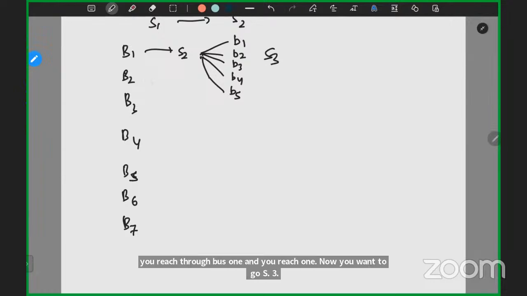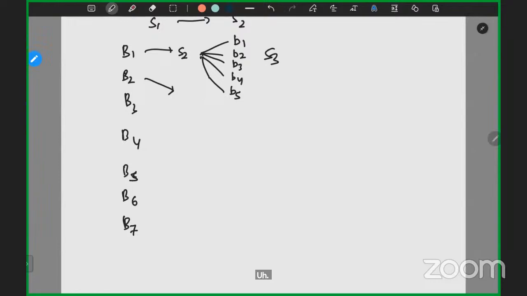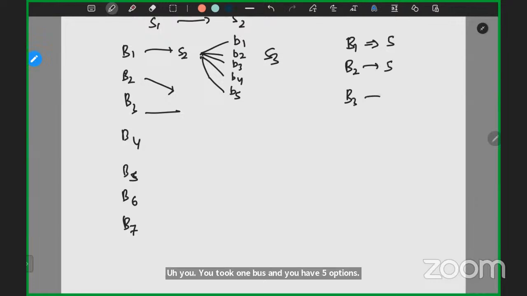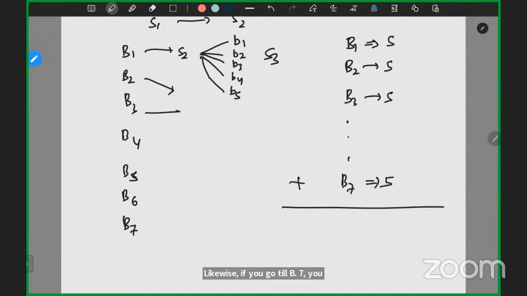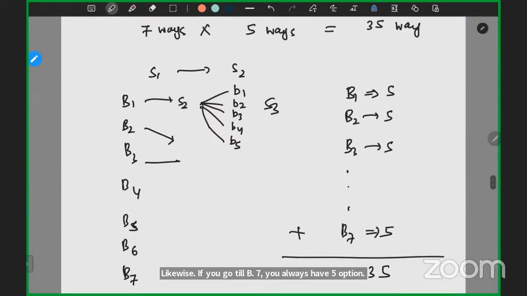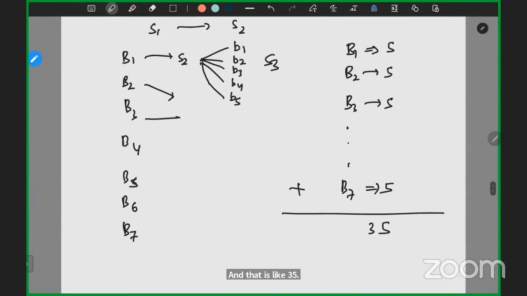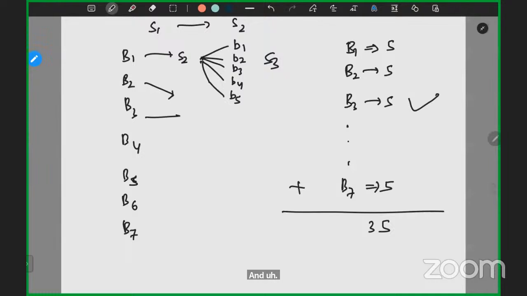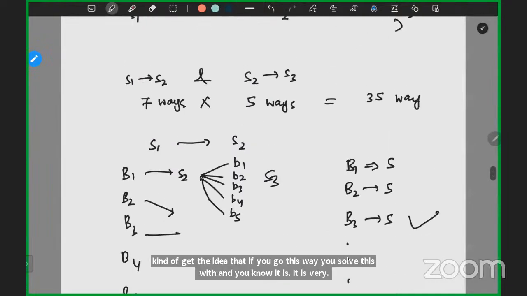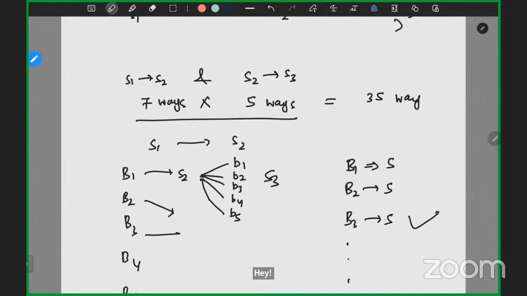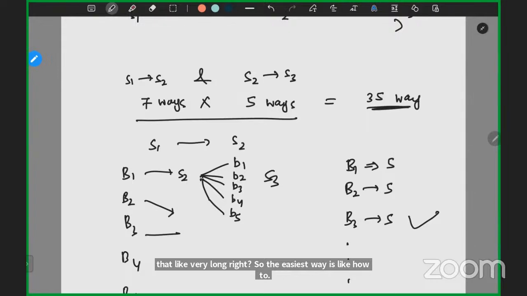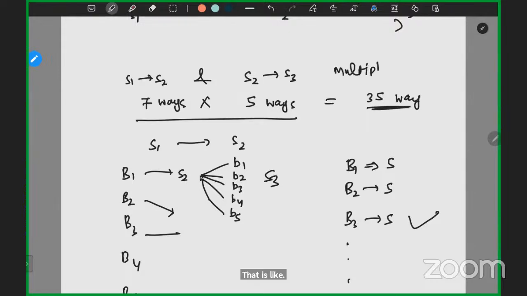You reach S2 using the B2 bus, but still you have 5 options. You use B3, you have 5 options. You took the B1 bus and you have 5 options. You took the B2 bus, then again you have 5 options. You took the B3 bus, then 5 options. Likewise, if you go till B7, you always have 5 options. So you can add them, and that is 35. If you solve this way, it is very long, so the easiest way is to use multiplication. So this is multiplication.